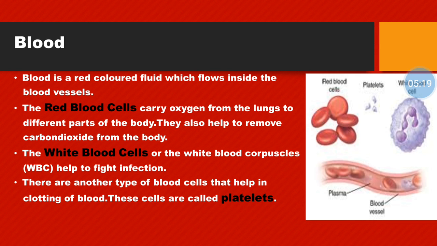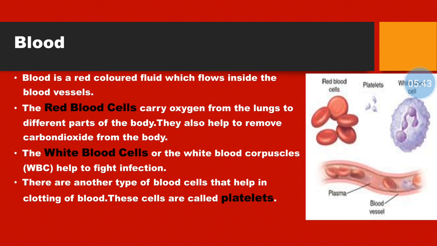The blood is made up of blood cells. There are different types of blood cells: red blood cells, white blood cells and platelets. Now we will discuss the first one, the red blood cells. The function of the red blood cell is to carry oxygen from the lungs to different parts of the body.